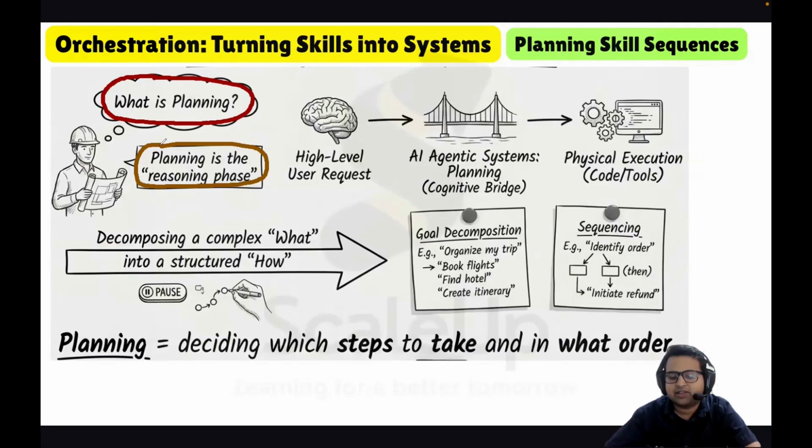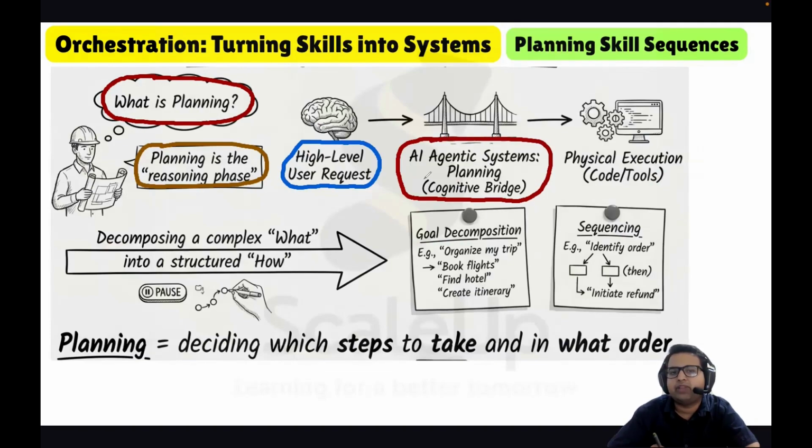In agentic systems, planning is the cognitive bridge between a high level user request and the physical execution of code or tools. In agentic AI systems, we have high level user requests and we have to accomplish the goals. We have to serve the high level user request. There, planning plays the role of cognitive bridge.